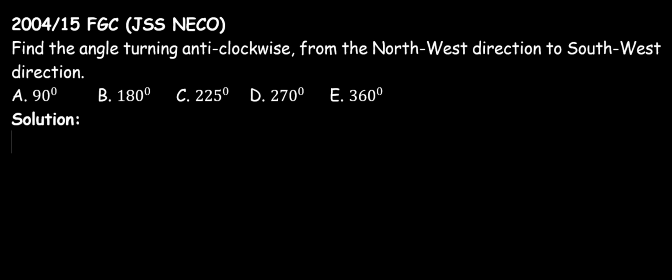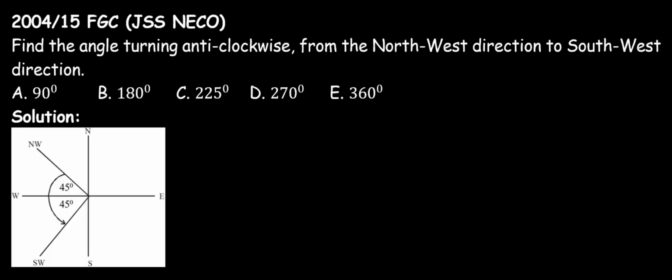Another example. Find the angle turning anticlockwise from the northwest direction to the southwest direction. The options are given. Solution. Applying our knowledge of cardinal points, we have the diagram as represented below. From our knowledge of cardinal point representation, we are told that the angle should be measured in the anticlockwise direction, from northwest going to southwest. From northwest to west is 45 degrees, and from west to southwest is 45 degrees. So adding up these angles, you have 45 plus 45, which equals 90 degrees.